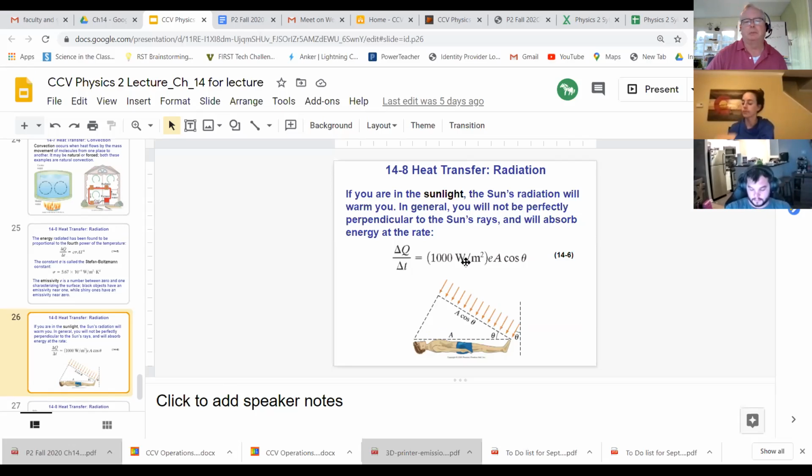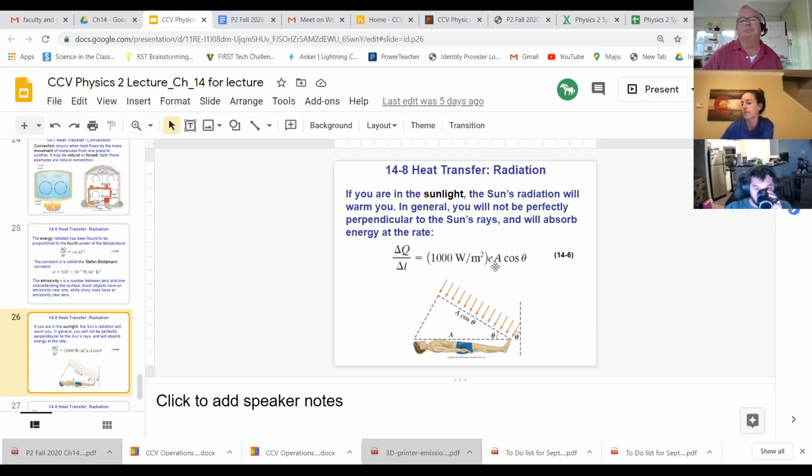So this 1,000 watts per square meter, it's called the solar constant. That's what we get from the sun. 1,000 watts, 1 kilowatt per square meter, which is a lot of energy. Now, the area we're talking about is like if you slice the Earth in half and thought about the cross-sectional area of it, that's the working area that we're talking about.